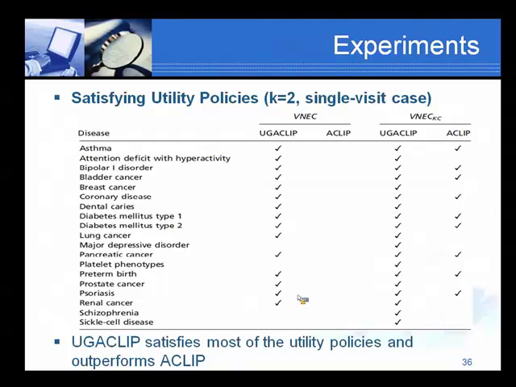a large number of the diseases in the utility constraint in the utility policy are preserved. This means basically that our data retains its utility for a large number of diseases related to Genome-Wide Association Studies. On the contrary, the A-Clip algorithm that does not take utility policies into account did not manage to retain information related to any of these diseases. So this shows the effectiveness of the Yuga-Clip algorithm in this scenario.